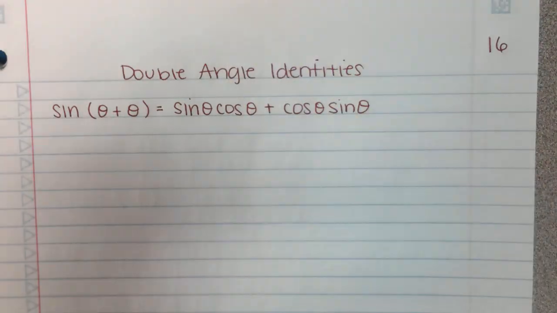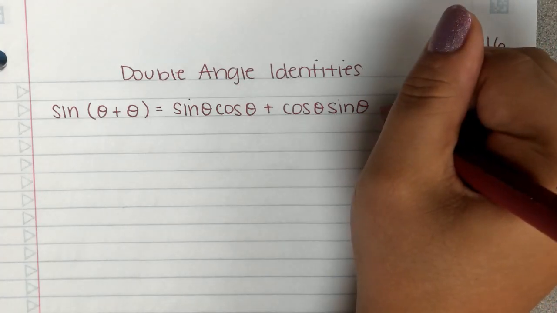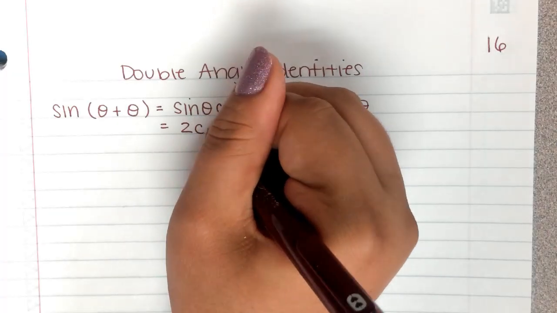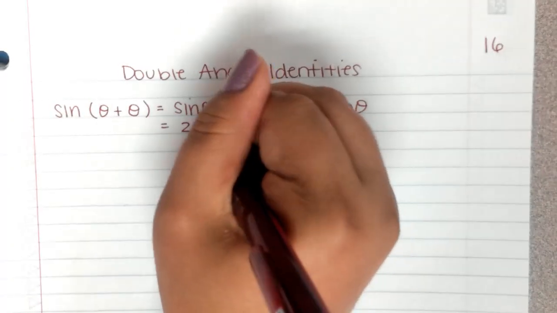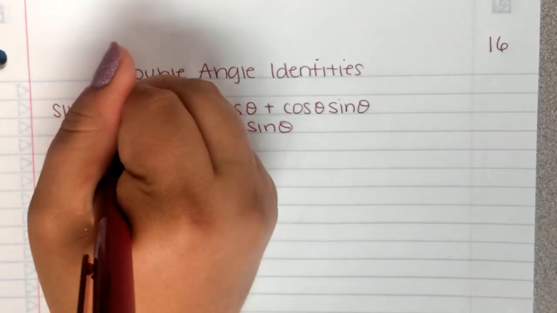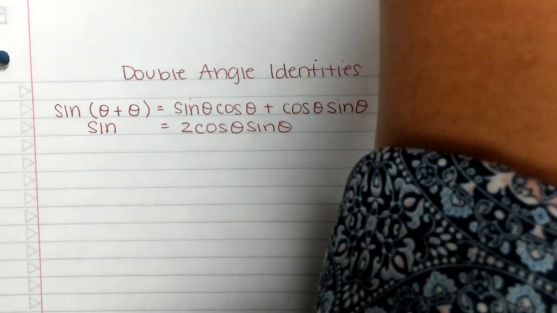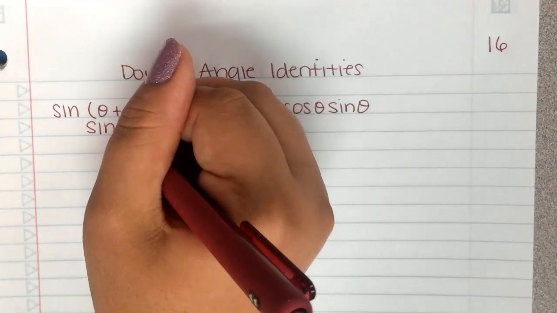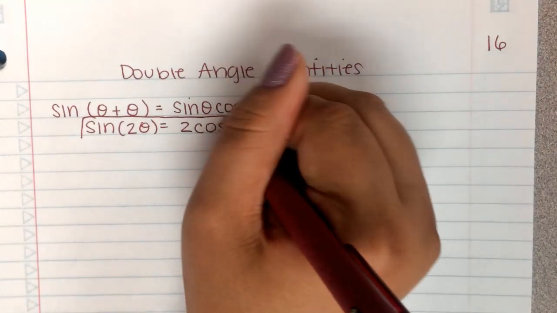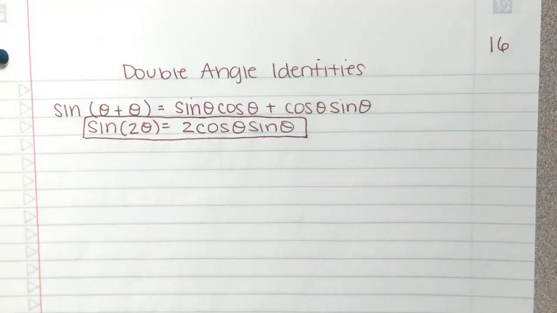Do y'all agree? And don't you agree that gives me two, you switch them around, cosine theta sine theta. This is our first double angle identity, because instead of writing theta plus theta, I can just write 2 theta. And that's the sine double angle identity.